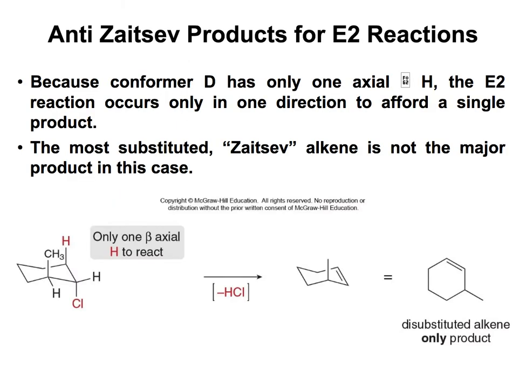But again, there are situations where there is only one hydrogen that is available to react. In this case, this chlorine right here only has one hydrogen, right? Because here you have one hydrogen and here you have a CH3. So in order for these to have two hydrogens available, you would have to have one here and one here. But because we only have one, when you treat this reaction with base, there's only one hydrogen available, and then that will react, giving us the disubstituted alkene, which is the less stable one, but it's the only one that could react. So in this case, conformer D has only one beta hydrogen.